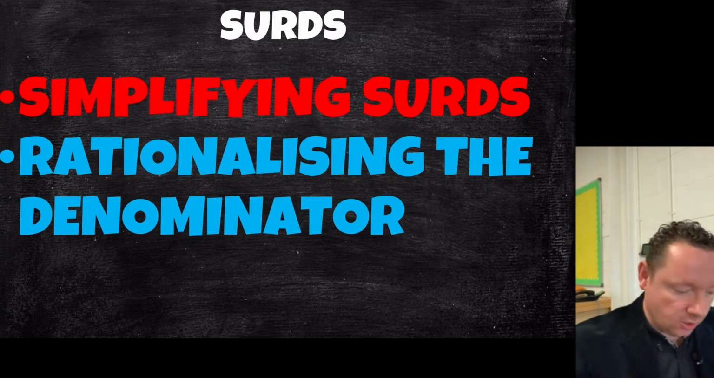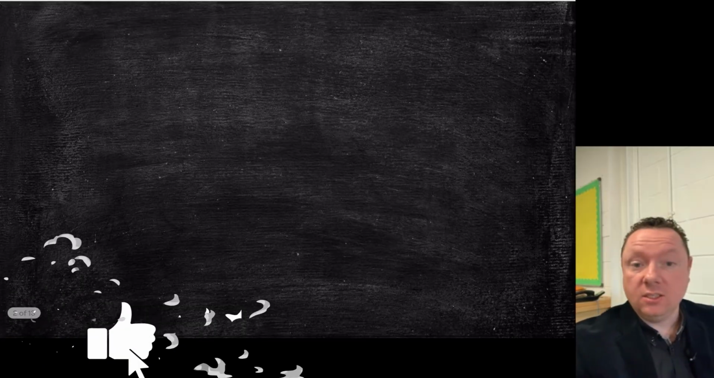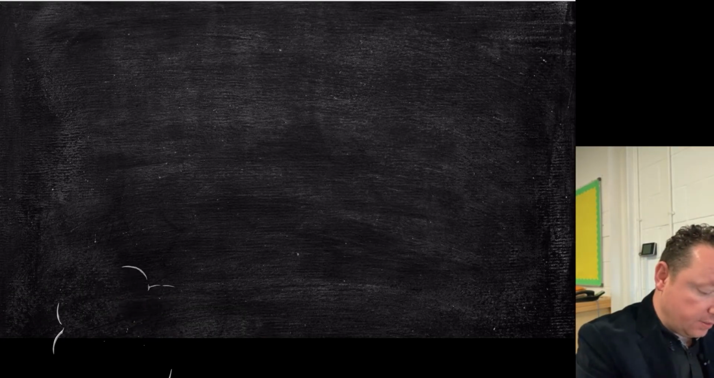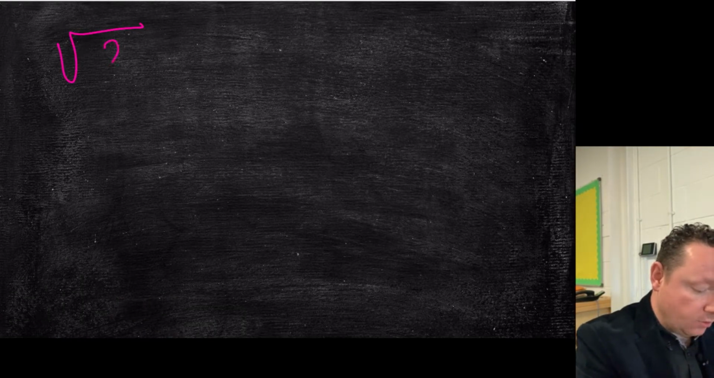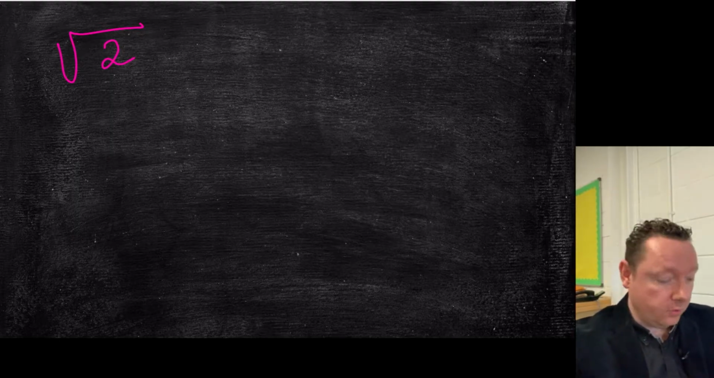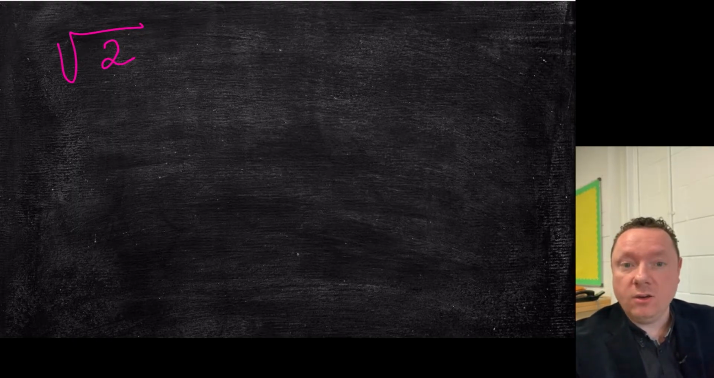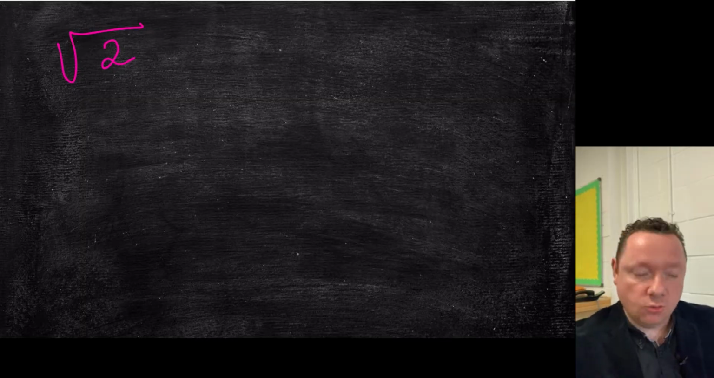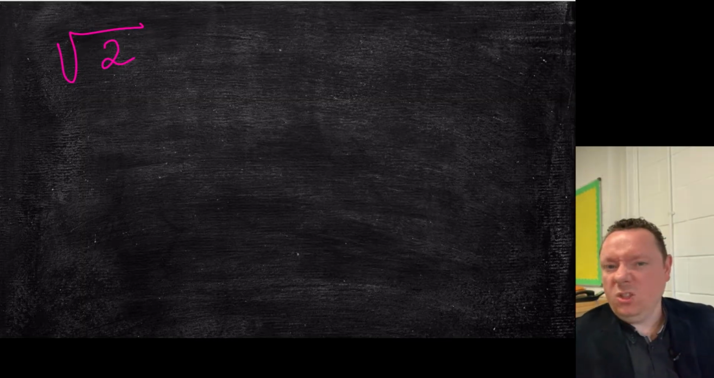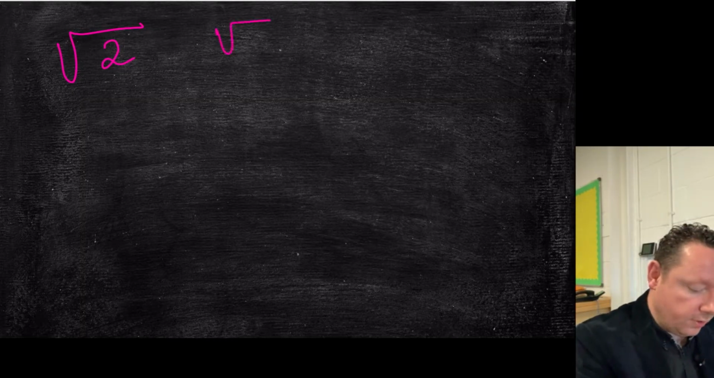What is a surd? A surd is any number that can be written as a root, but you cannot actually work out the root. So for instance, root 2, if you were to place that in a calculator, it would go on forever. It's called an irrational number. Whereas root 4 would be 2. So root 2, root 7, and so on.